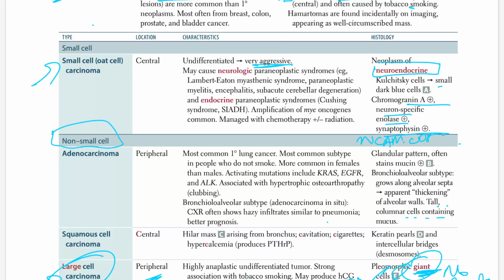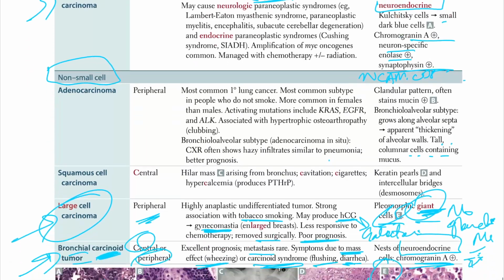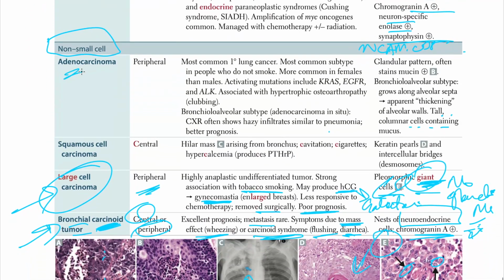Non-small cell ones are four, in which the first one is adenocarcinoma. It does not start with S, so it is going to be in the periphery. It is most common in non-smokers, with mutations like KRAS, EGFR, ALK. It causes clubbing. There's one type which can show hazy infiltrate like pneumonia. So it is going to look like a lobar pneumonia, or pneumonia-like consolidation, right?